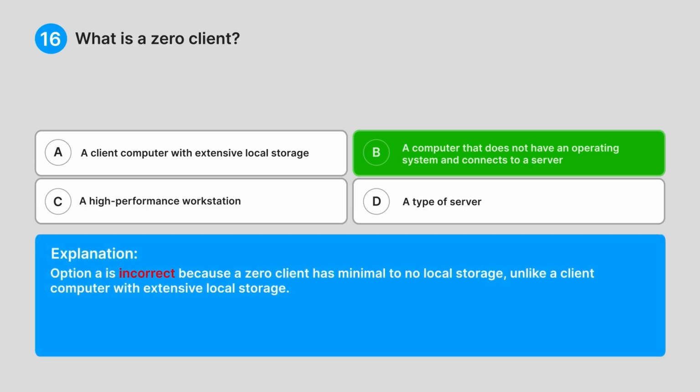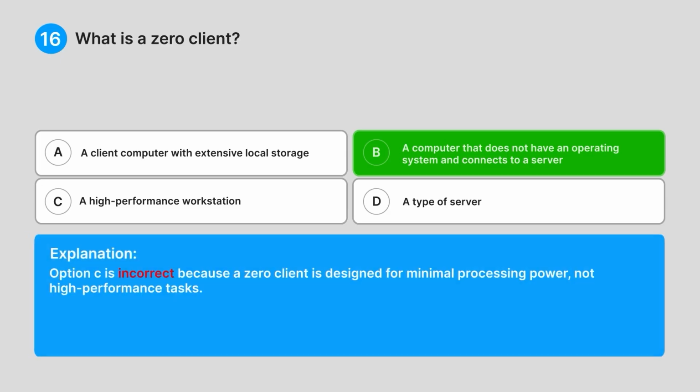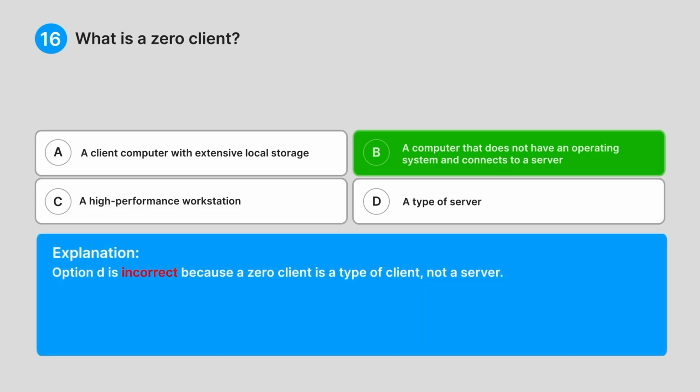Option A is incorrect because a zero client has minimal to no local storage, unlike a client computer with extensive local storage. Option C is incorrect because a zero client is designed for minimal processing power, not high-performance tasks. Option D is incorrect because a zero client is a type of client, not a server.